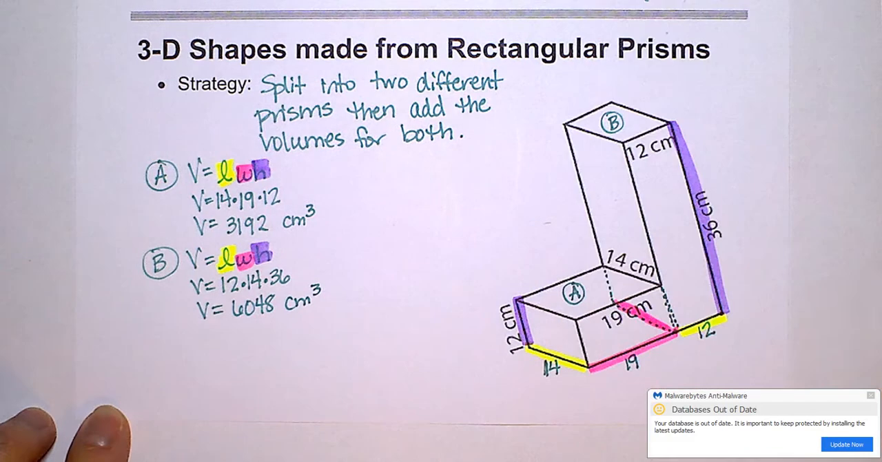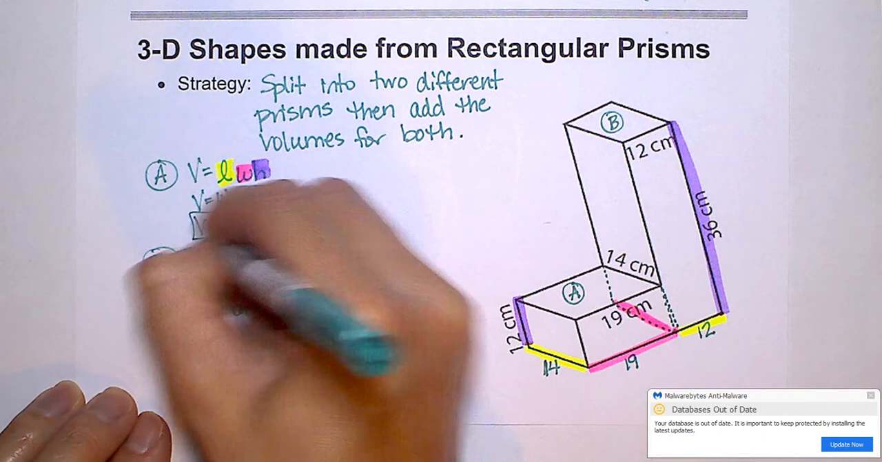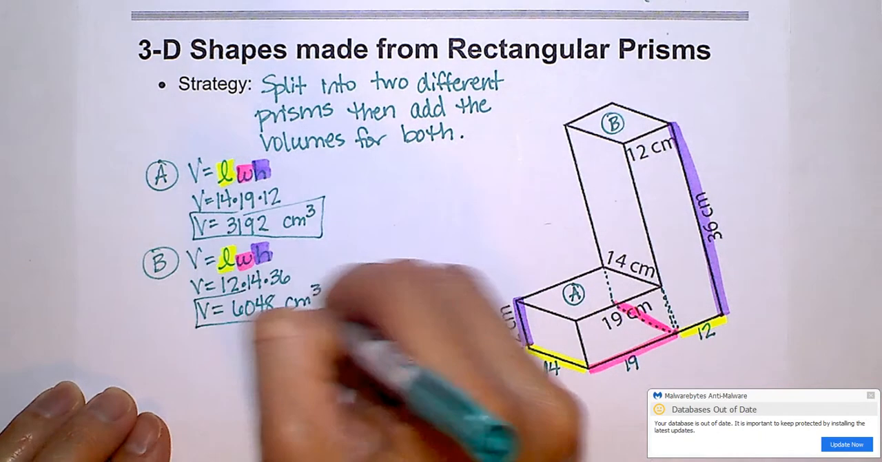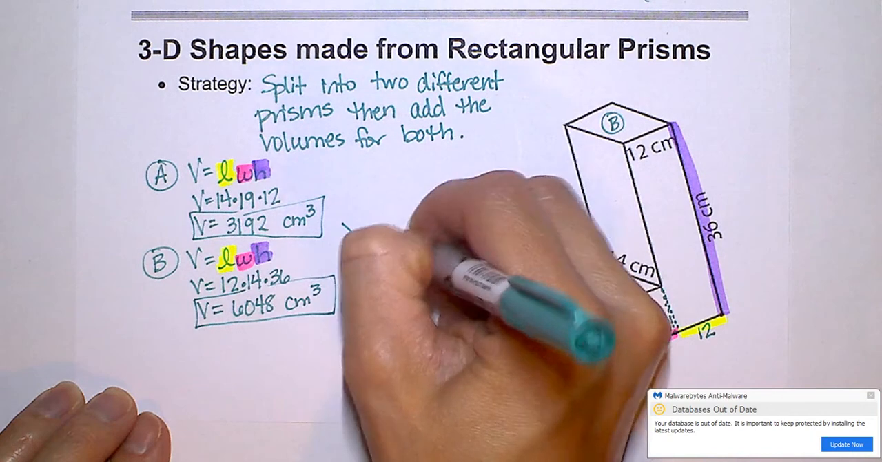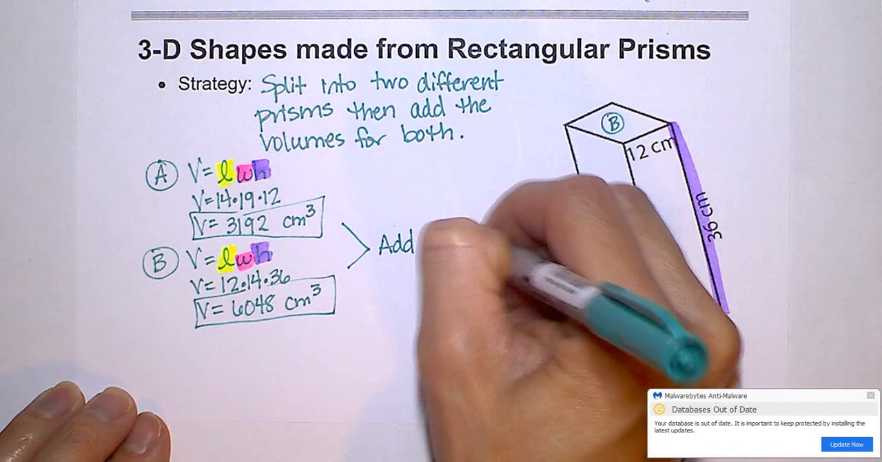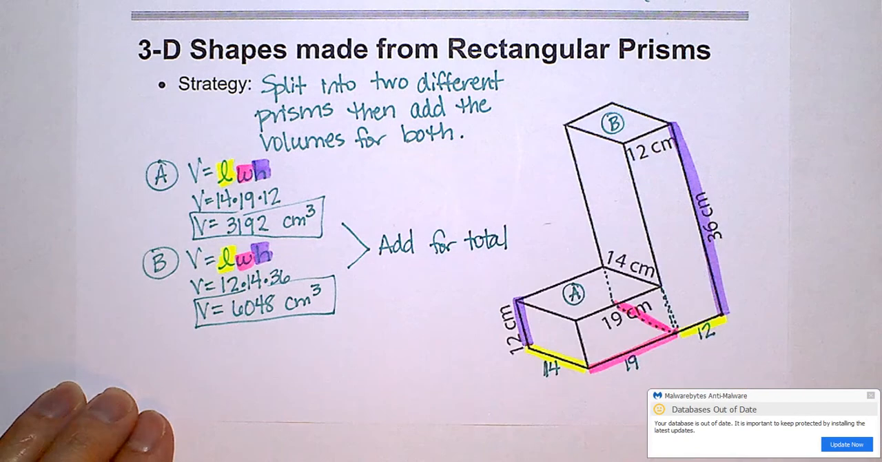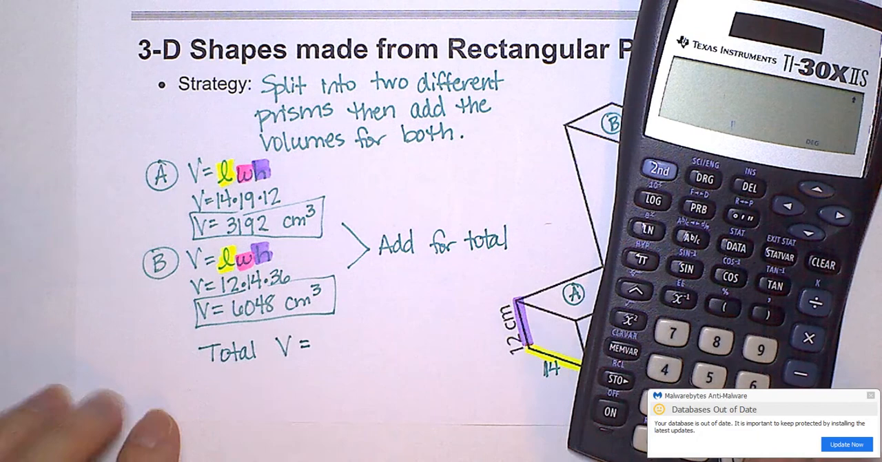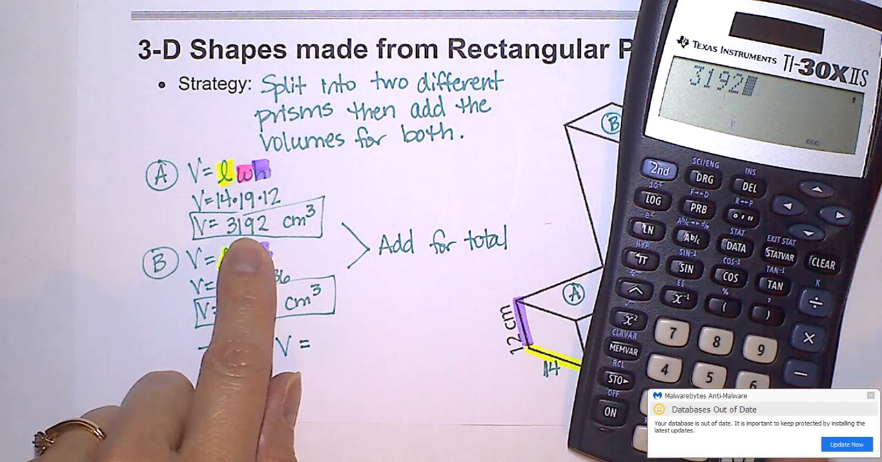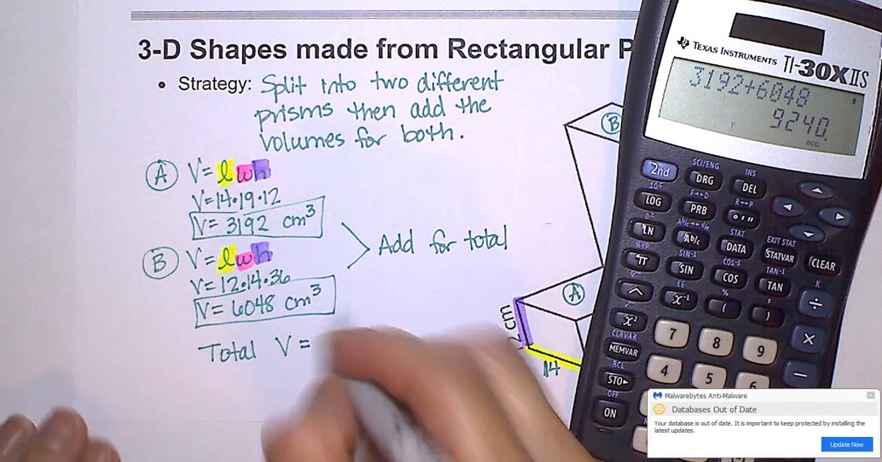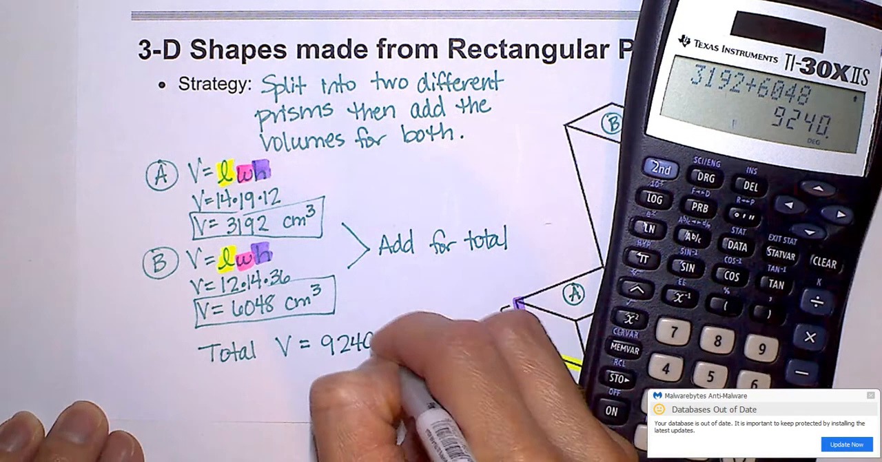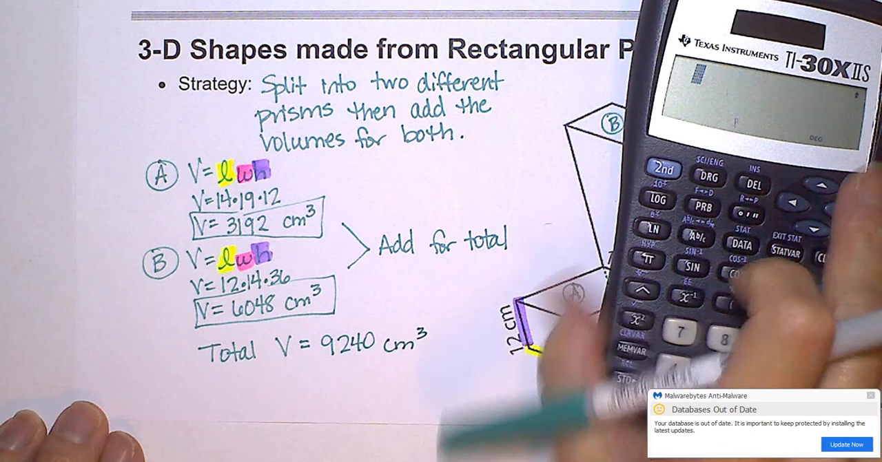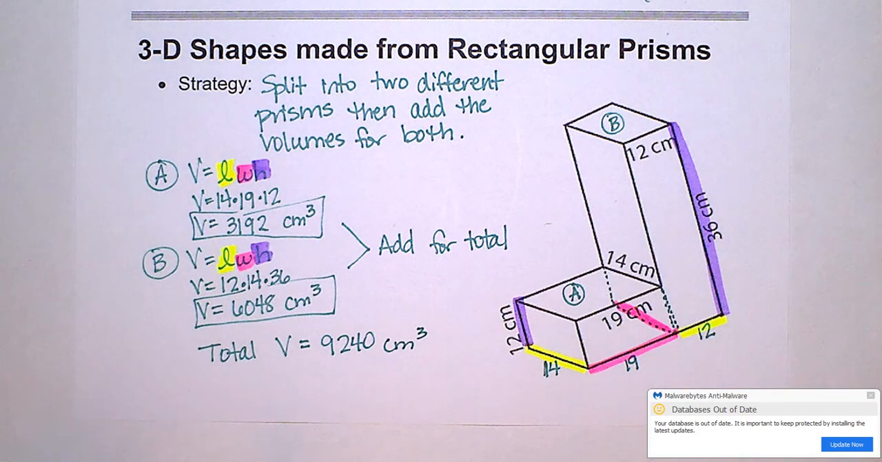Now, to find the total, we are just going to add volume A plus volume B. So add for the total. So total volume equals 3192 plus 6048, and we get 9,240 centimeters cubed for the total volume of this set of rectangular prisms.